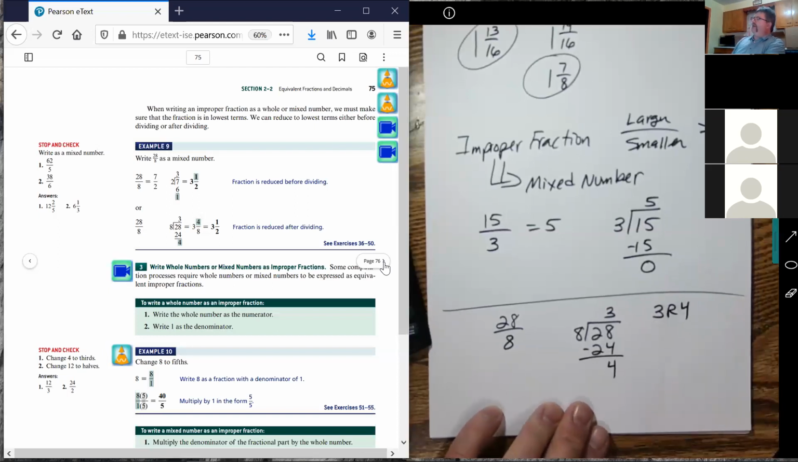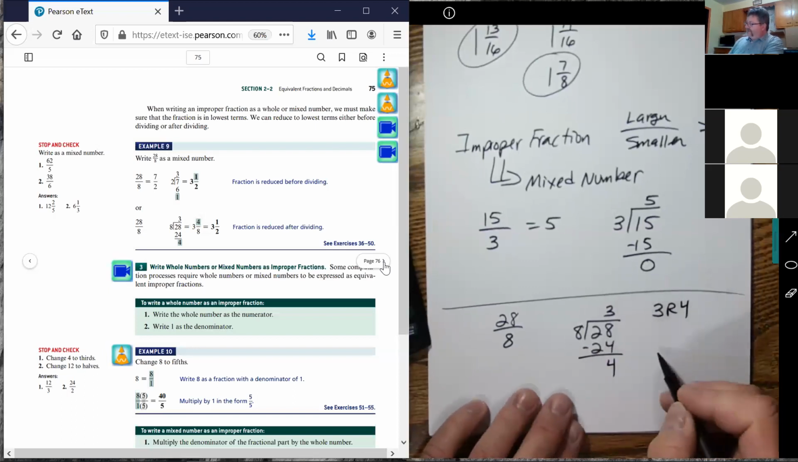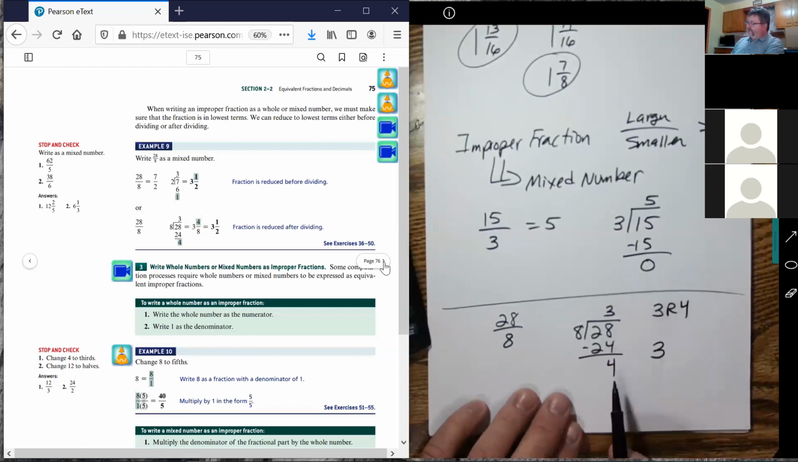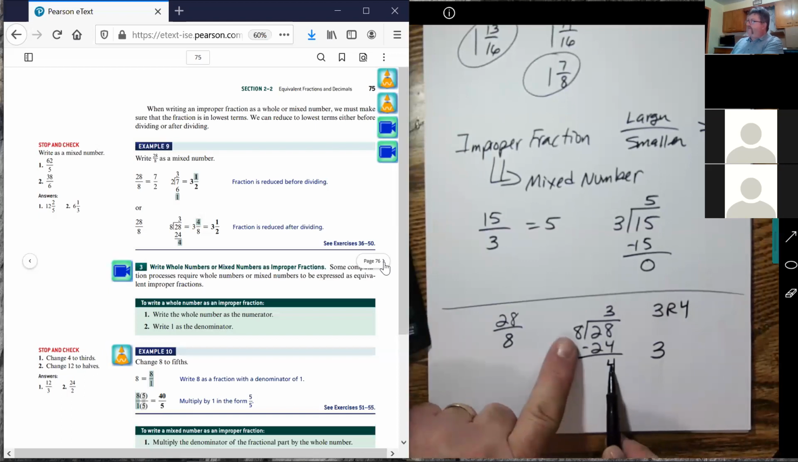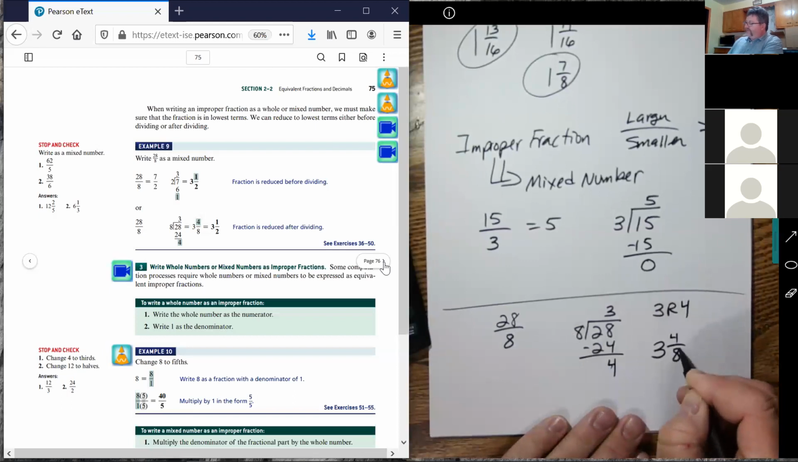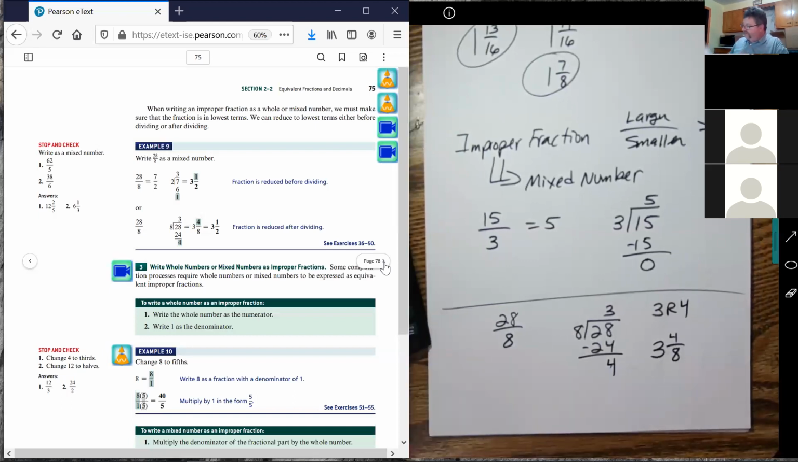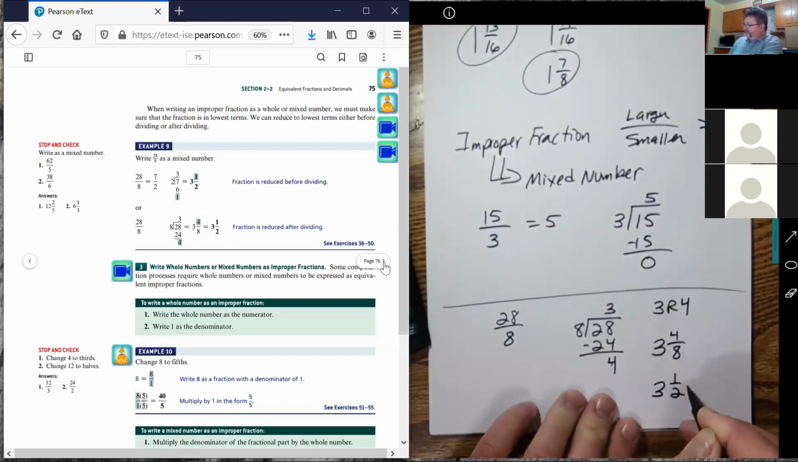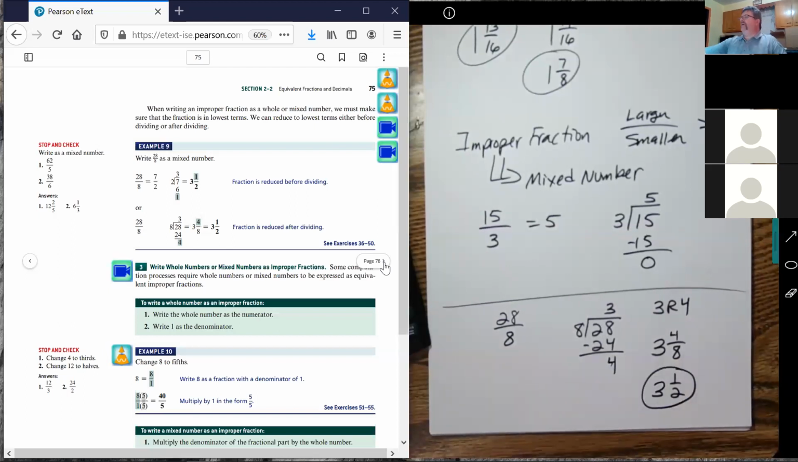Well, we can't get away with that anymore. What does that really mean? It means there's the whole number 3, and then there is the fraction of 4/8. So my remainder over my divisor. 4/8, and of course 4/8 can be reduced. We always want to reduce. 4/8 is a half, right? So 3 1/2. And so that's what we're going to want to do with these guys. We're going to want to perform the division, and then my remainder becomes the numerator part of the mixed number, and the number I was dividing by becomes the denominator.